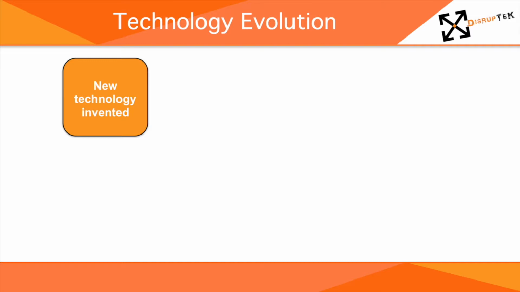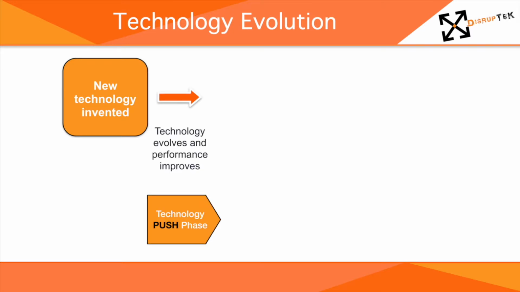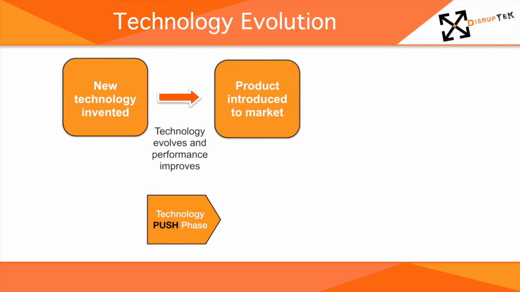Because the technology was never intended for this practical application, it probably will not be very good at it. It will generally require additional modifications or even new inventions to be built on top of the original science before it can be transformed into a product with real consumer application. This technology push phase ends when a product using the new technology is eventually introduced into the marketplace and consumers purchase it. This first generation product is generally expensive but poorly performing.